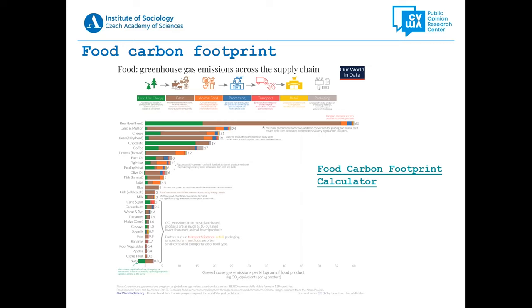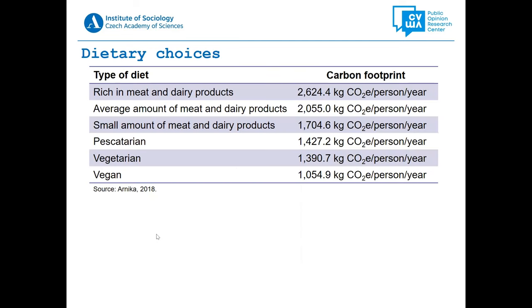A very simple and measurable way in which every person can reduce the carbon footprint of their food is through eating diet. Meat and dairy products have the highest carbon footprint, but for example, also chocolate, while the lowest carbon footprint have fruits, vegetables, and nuts. According to the research conducted by Arnica, a Czech nonprofit organization, in 2018 on the residents of Prague, it has been clearly shown that people who eat a plant-based diet or try to reduce the consumption of meat and dairy products have significantly lower carbon footprint. These results are in line with other international studies.